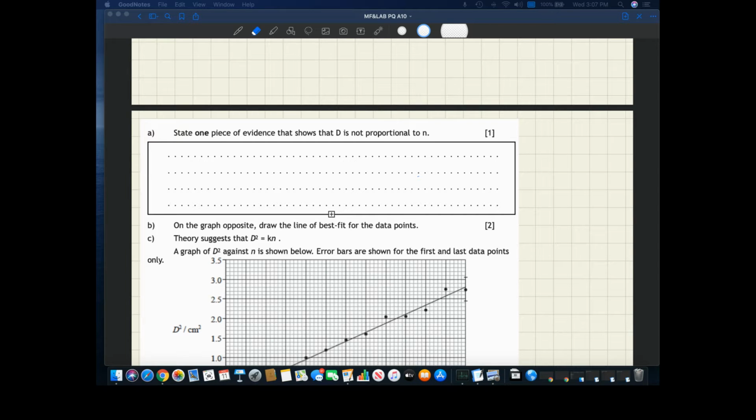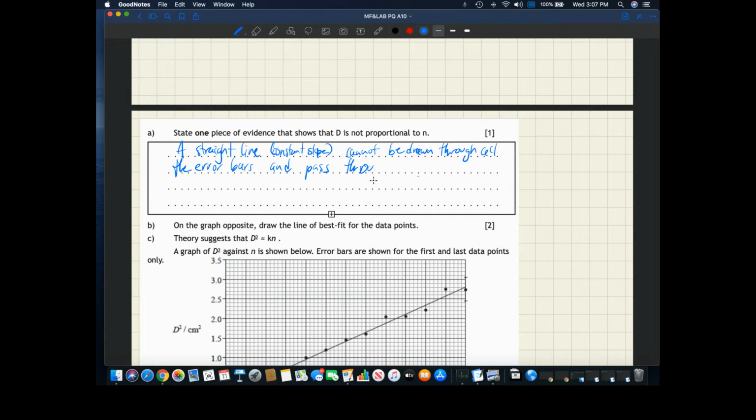So we can say then, after examining that, is a straight line, and by that we mean constant slope, cannot be drawn through all the error bars and pass through the origin. Therefore, D is not proportional to n.